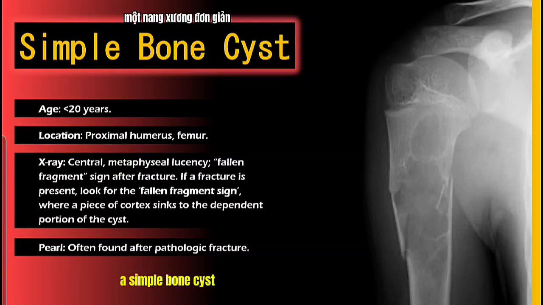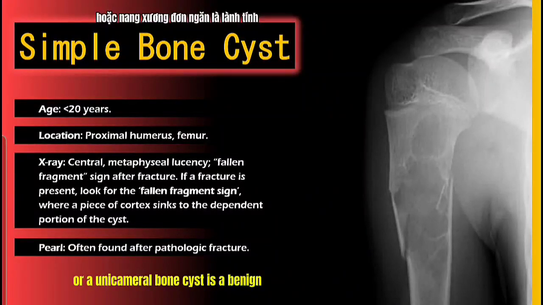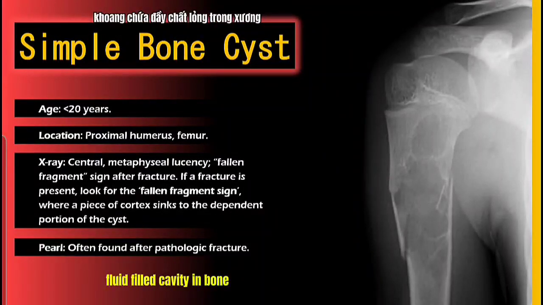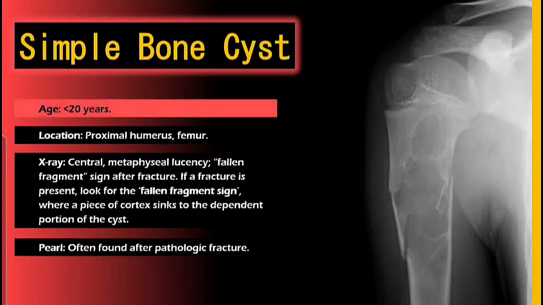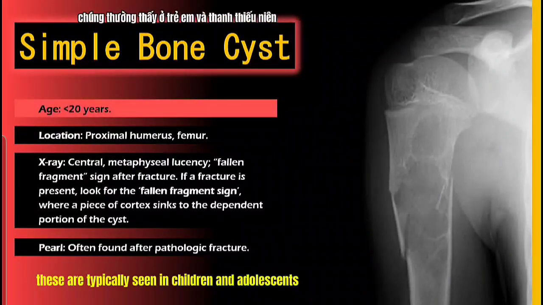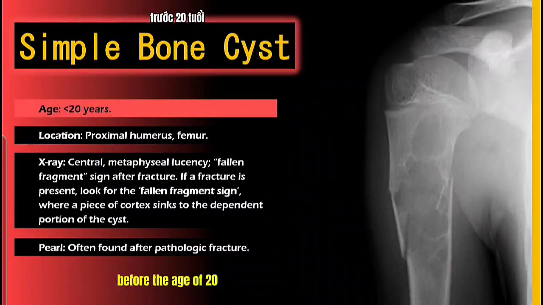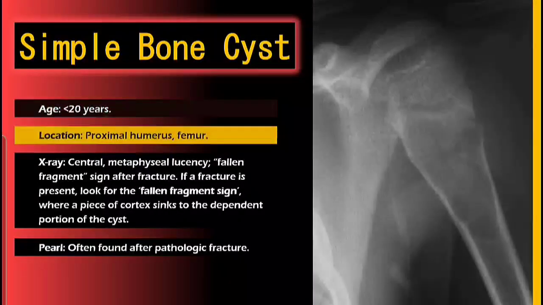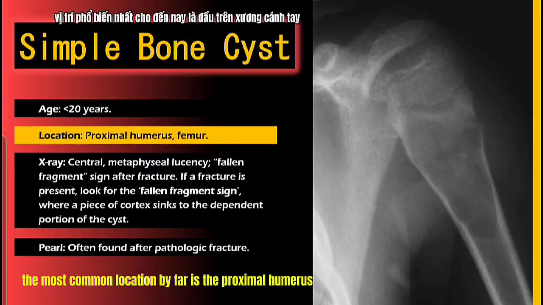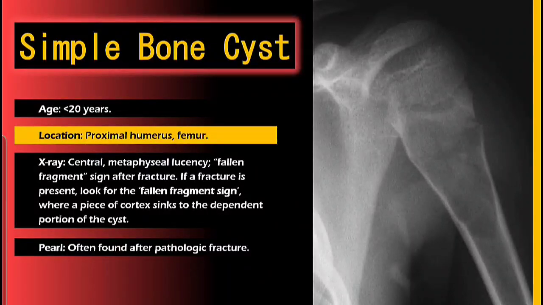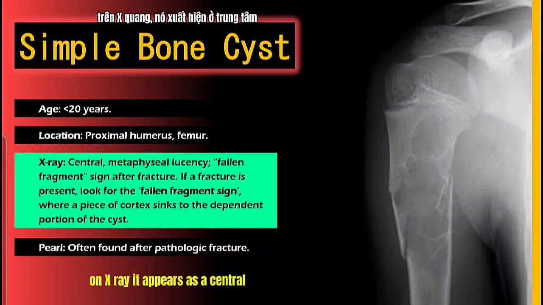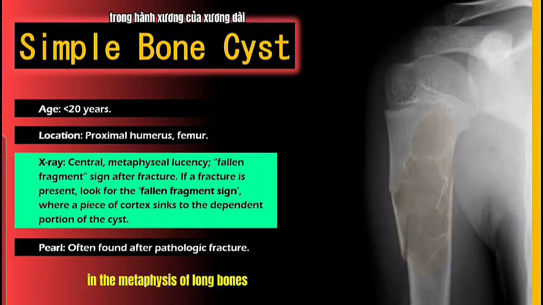A simple bone cyst, or a unicameral bone cyst, is a benign, fluid-filled cavity in bone. These are typically seen in children and adolescents before the age of 20. The most common location by far is the proximal humerus, followed by the femur. On X-ray, it appears as a central, well-marginated, lucent lesion in the metaphysis of long bones.